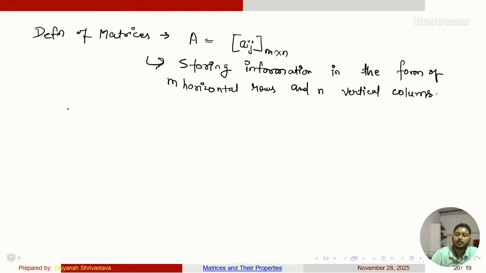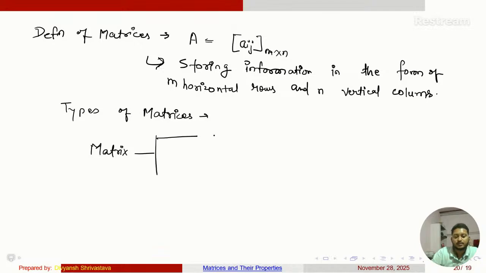Now we proceed to the types of matrices. Matrices are of many kinds: some are studied as a special type and some as a simple type, like the rectangular matrix and the square matrix.